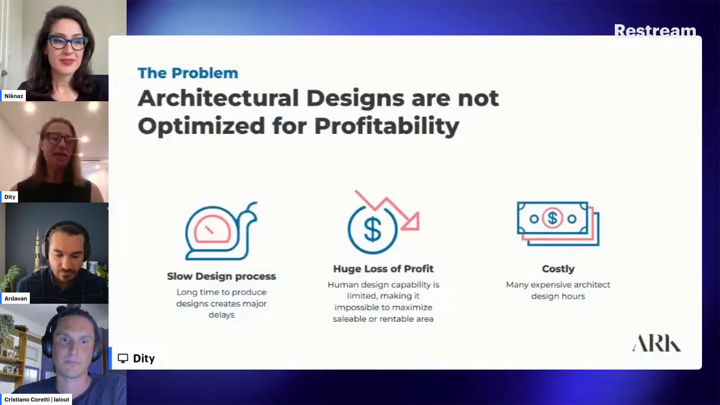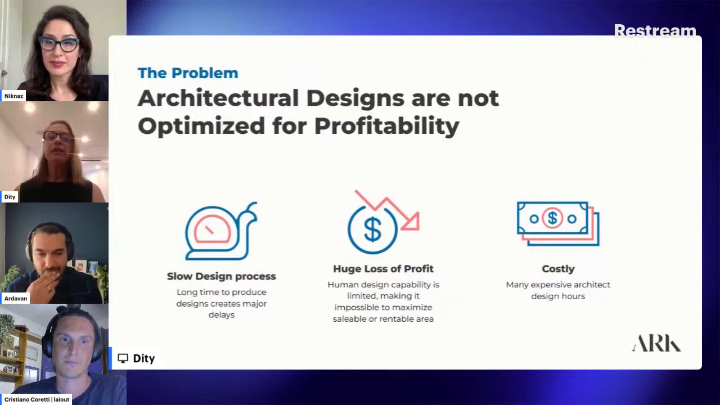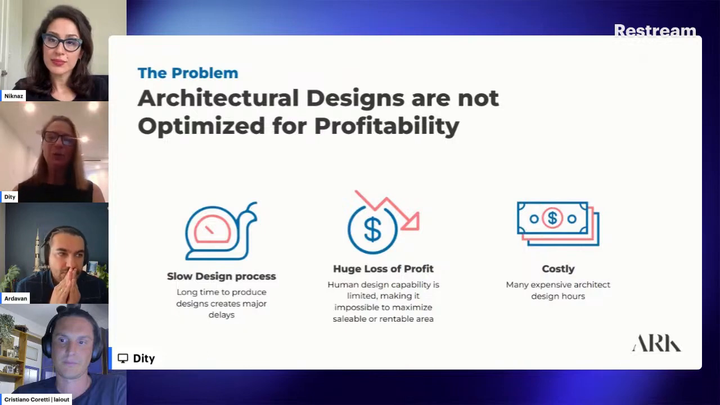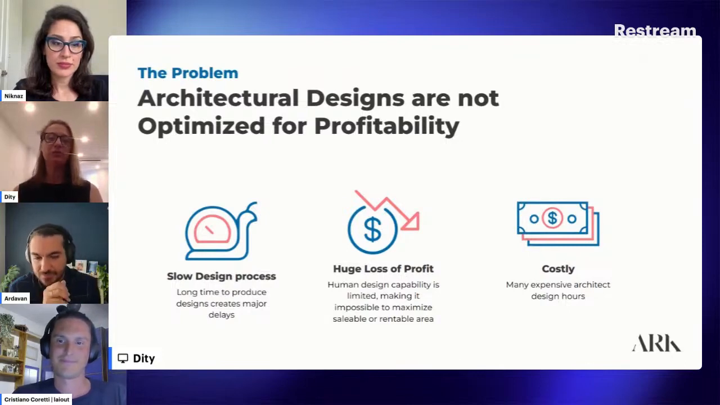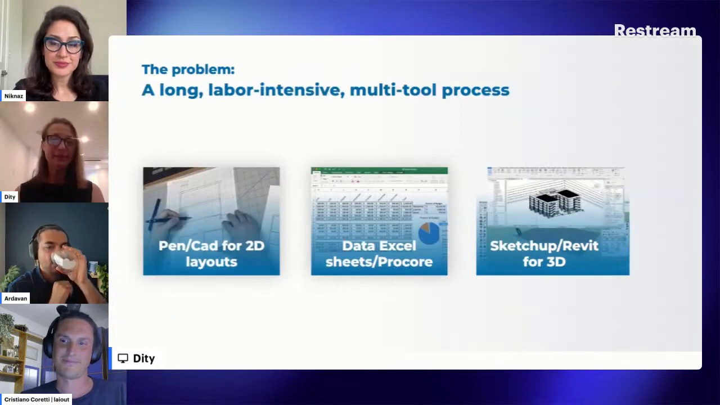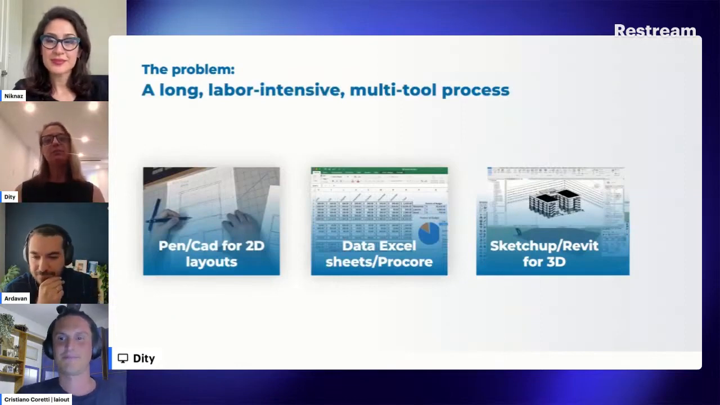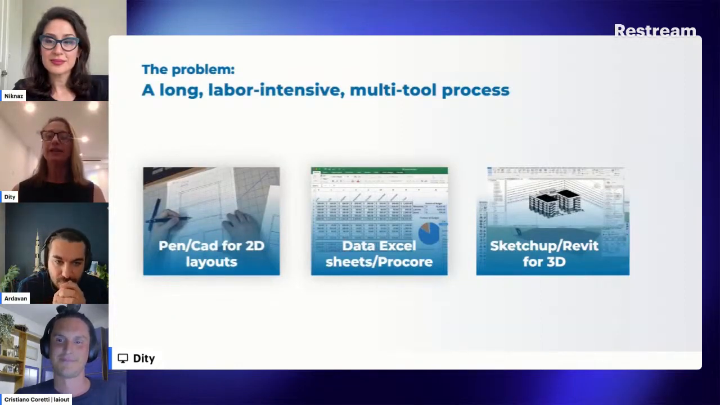So the problem with multifamily buildings, very initial design, is that it's not optimized. It's very slow. You know, it's a human labor. It can take forever or weeks, and a human can come up with one design option that's not necessarily optimizing the profitability of a project.